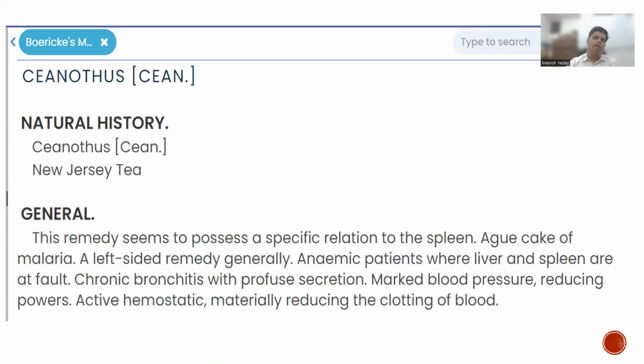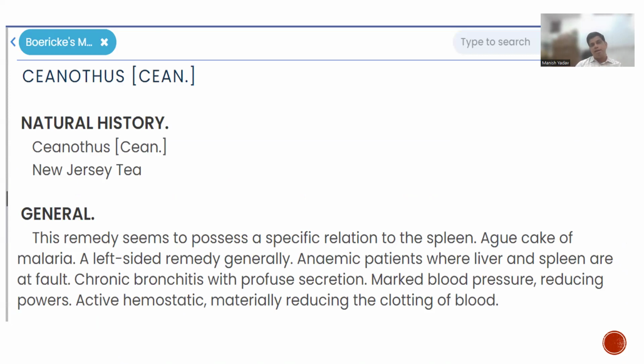Boericke. Let's see what Boericke writes. The generalities are very important. He says the remedy seems to possess a specific relation to the spleen. Folks, that we understood. Ague cake of malaria. He just writes ague cake of malaria. We'll understand this ague cake in the next slide.